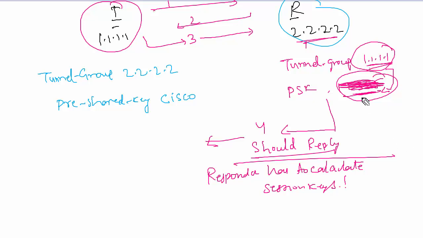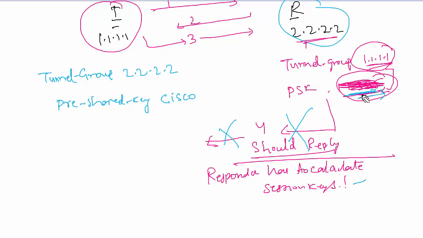Say the pre-shared key has been configured, then it will of course reply back. But if the pre-shared key has not been configured in the tunnel group, it will not send the fourth message. This fourth packet will not be sent, because after sending the fourth packet, what will it do? It cannot proceed further with the session keys because there is no pre-shared key configured.